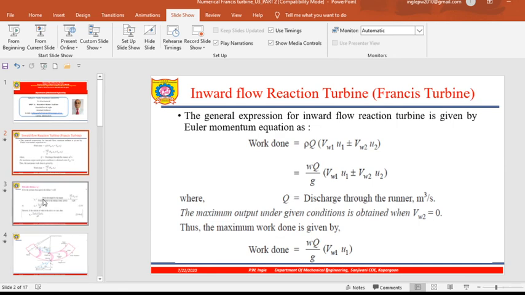So this completes the basic equations for inward flow reaction turbine, that is the Francis turbine, and some numericals. So we stop here. Thank you.